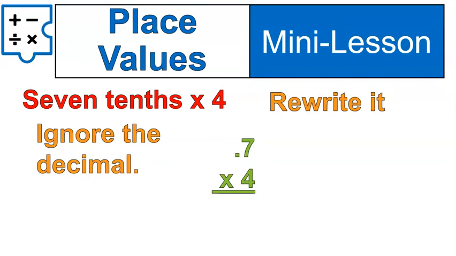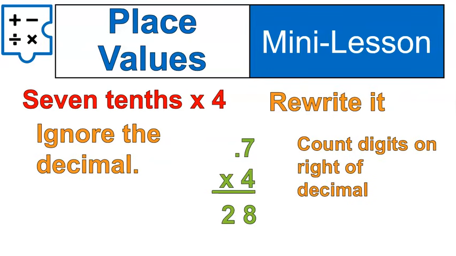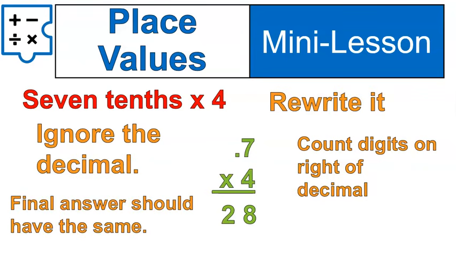Ignoring the decimals, that is 7 times 4, which gives me 28. I'm going to count. How many digits on the right of the decimal? In this case, there's 1 digit on the right of the decimal. It's the 7. So I'm going to put the decimal so that there's that same number on the right. In other words, I'm going to put the decimal in between the 2 and the 8. So the 8 is the only digit on the right of the decimal. And there we go.